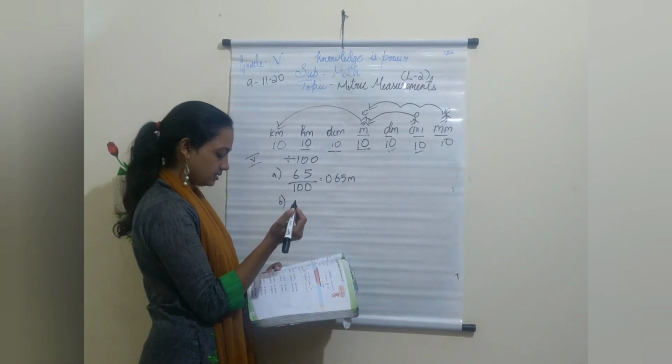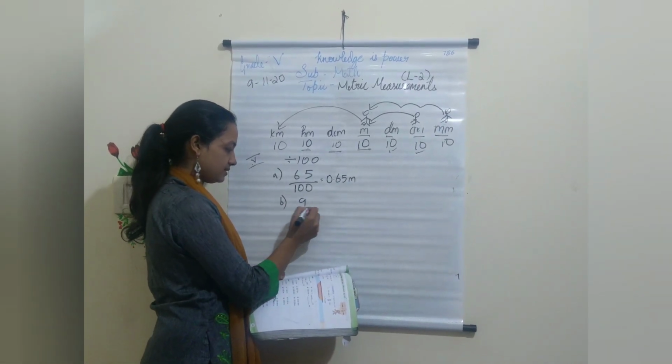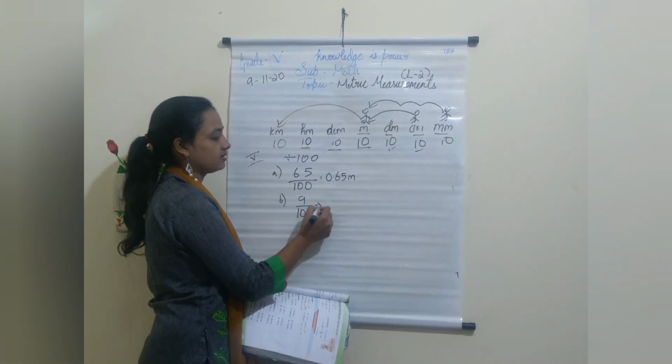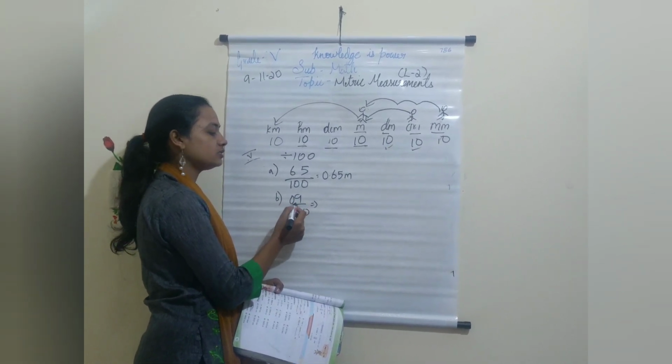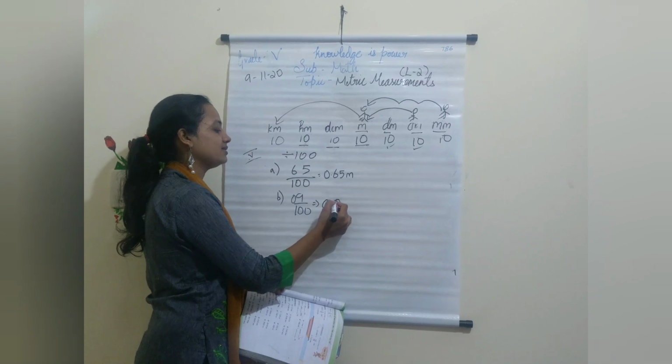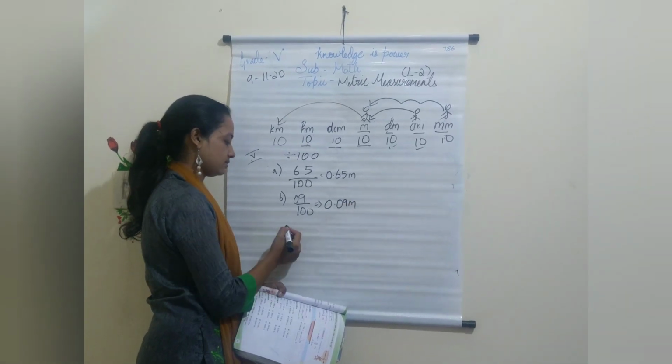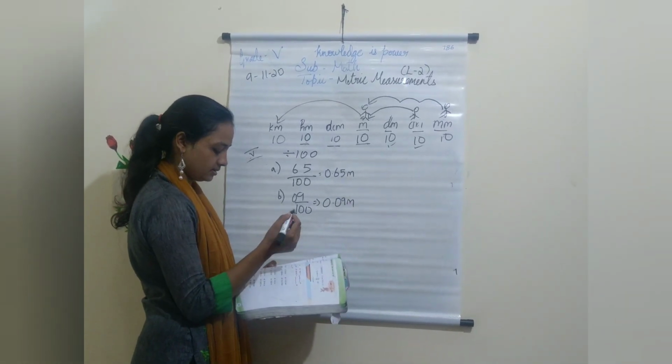B: 9 by 100. So I have only 1 number. So what will I do? I'll add a 0 here. It becomes 2 numbers now. 0.09 meters.